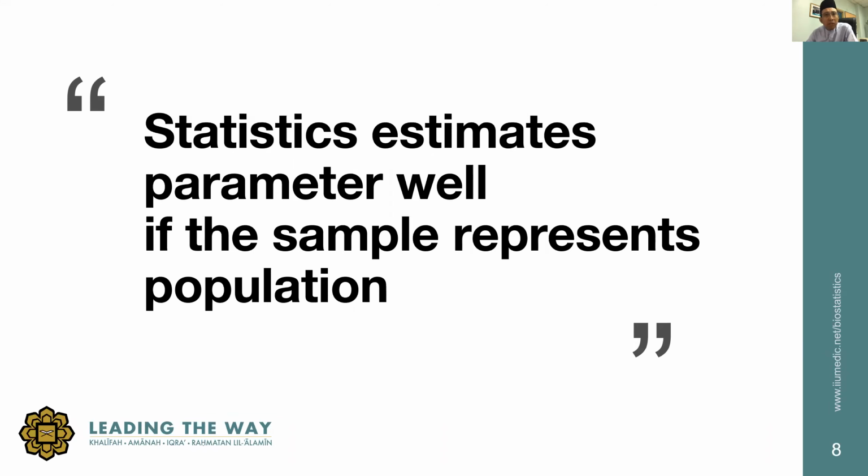We do not sample the whole Malaysian population because we can't afford to. So we sample part of it. We study only a sample of Malaysians. But when we get the value, for example the prevalence of hypertension, how do we know that this prevalence is valid? How do we know that this prevalence represents Malaysia? The best thing about statistics is that it is able to tell you how good your estimate is, how good your result is.